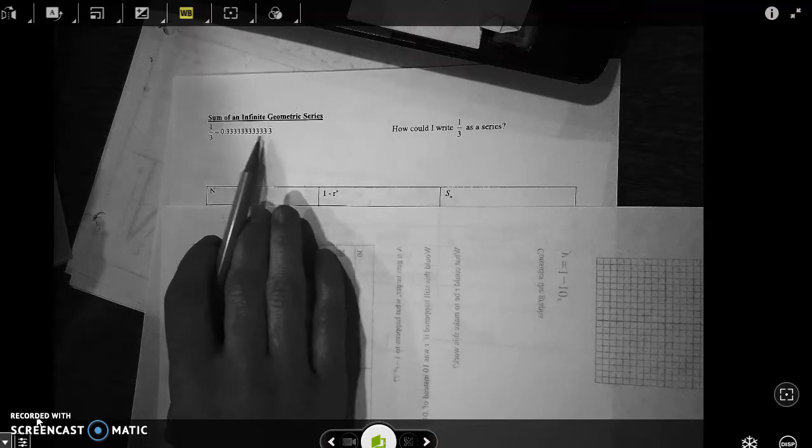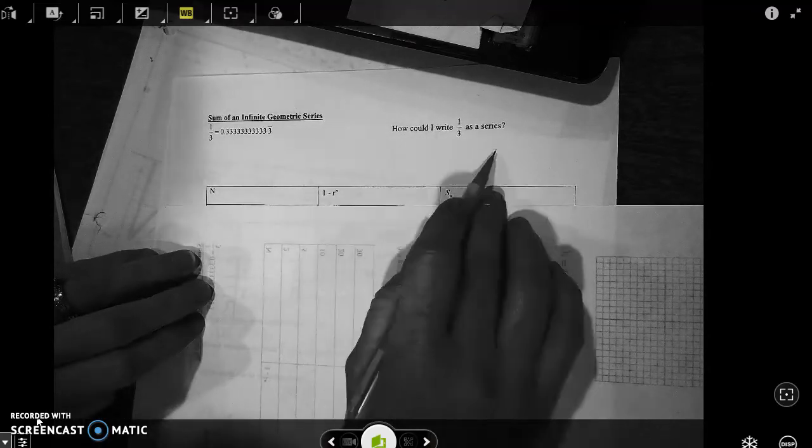So we're going to look at the number 1/3, which you learned a long time ago you can write as 0.3333333 repeating, which can actually be written as a geometric series. So how could we write this as a geometric series? I want you to think about that for just a second. Play around with it, see what you can come up with.